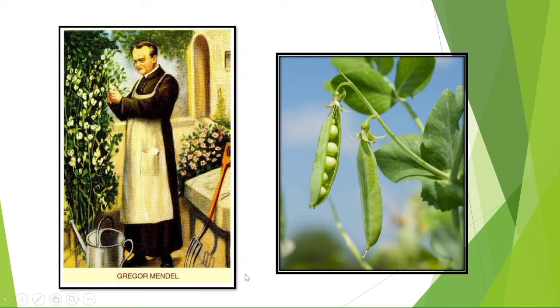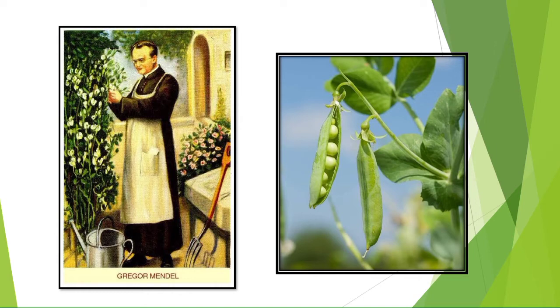Gregor Johann Mendel was an Australian monk and botanist. He is regarded as father of genetics. He applied his knowledge of science and mathematics to his experiments on pea plant and established the principles of genetics. In 1857, Mendel began a series of experiments on pea plant to study the pattern of inheritance of various characters.